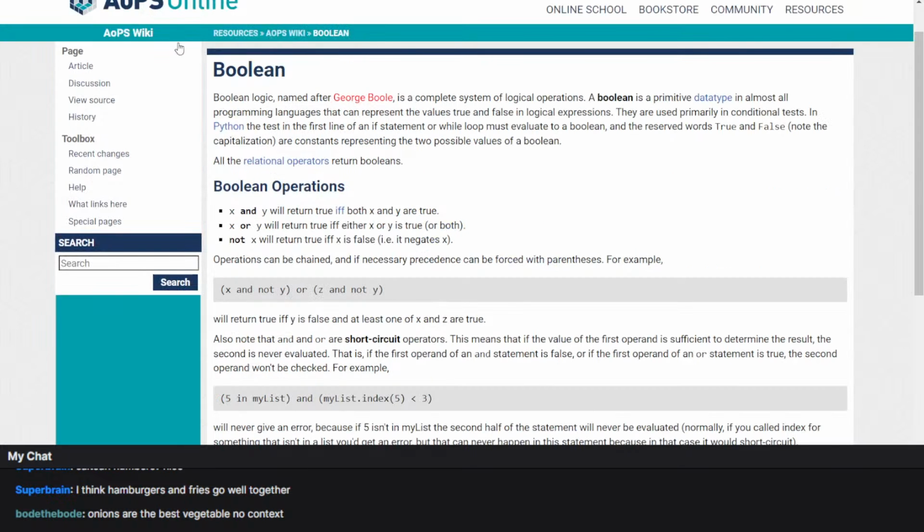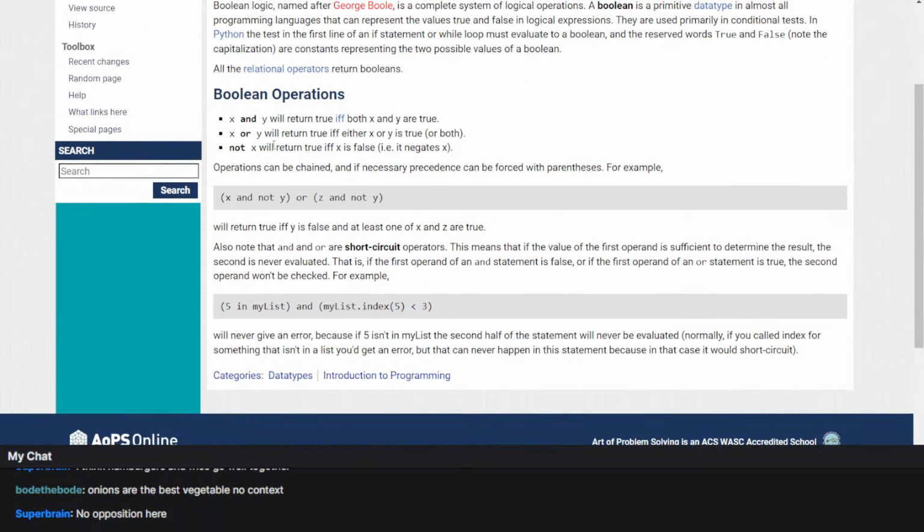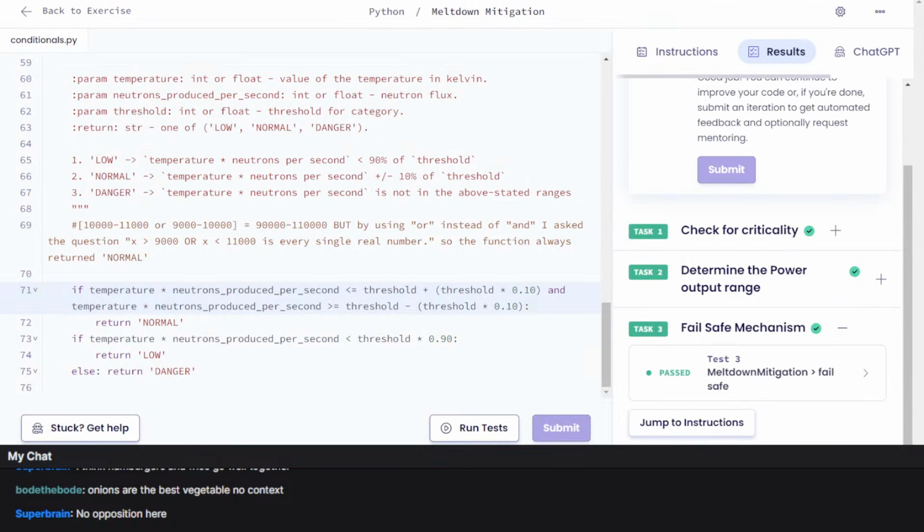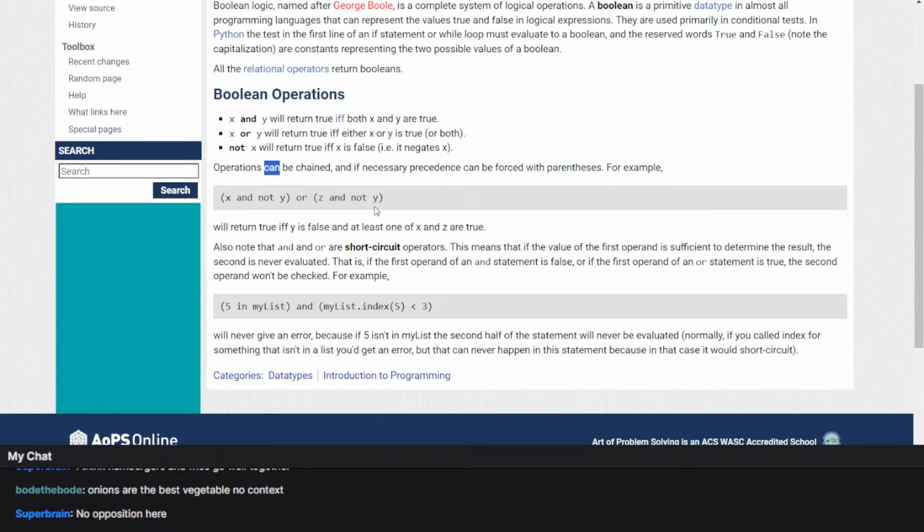Going back. X and Y will return true if both X and Y are true. X or Y will return true if either X or Y is true. Superbrain says well, no opposition. I know how they're supposed to work. I just didn't get why mine didn't work. Not X will return true if, oh yeah, if and only if X is false. Wait, why does it matter? Oh wait, these were all if and only if. But why do you have to say if and only if? Why can't you say if? Isn't it the same meaning? X will return true if X is false.